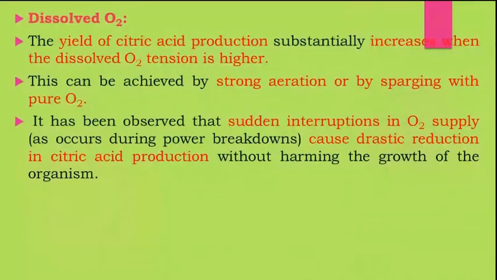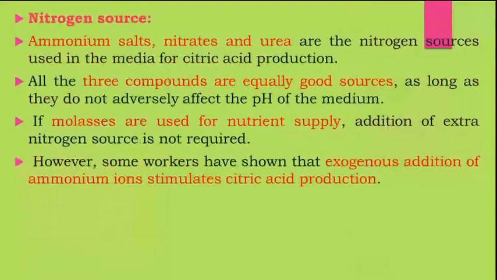Okay. Next one is nitrogen source. So there are many nitrogen sources. One is ammonium salts, nitrates, and urea. These are the commonly used nitrogen sources for citric acid production. And we know that the carbon source plays an important role, but this ion, ammonium ion or nitrate or urea, will also stimulate citric acid production. That's why we add a minimum amount of nitrogen source when compared to any other production.